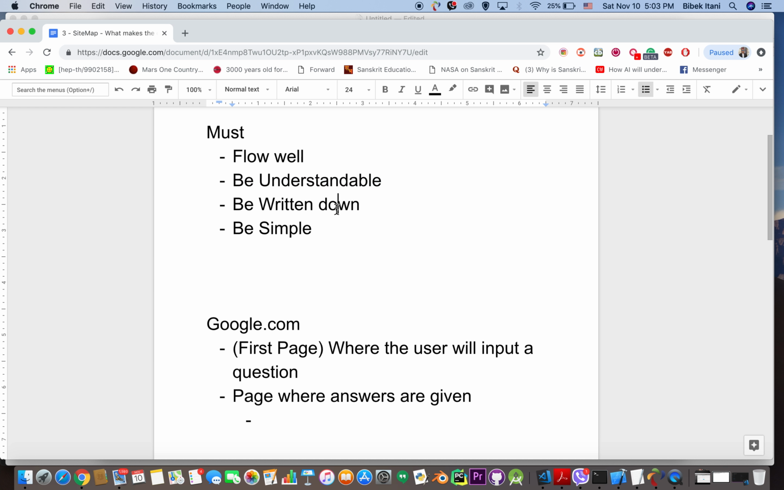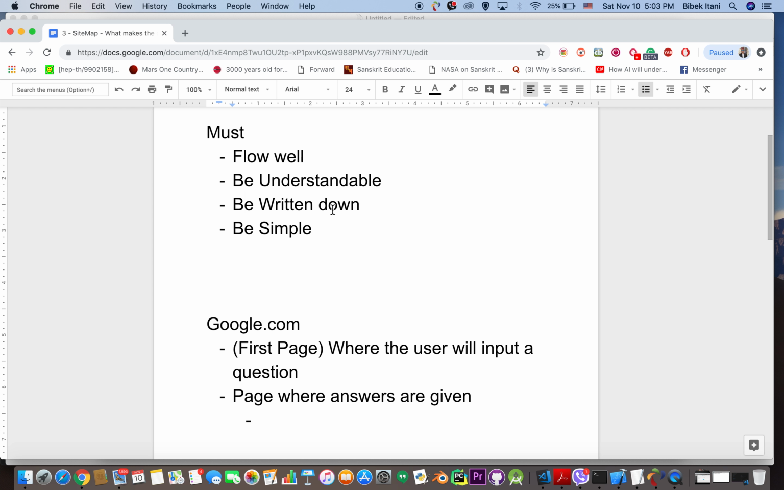When they go to google.com, you know that you can type the text in. Even if you've never seen a website before, you know that particular place is for asking whatever you want to ask Google. So that is why sitemaps are very important and why they should be understandable.